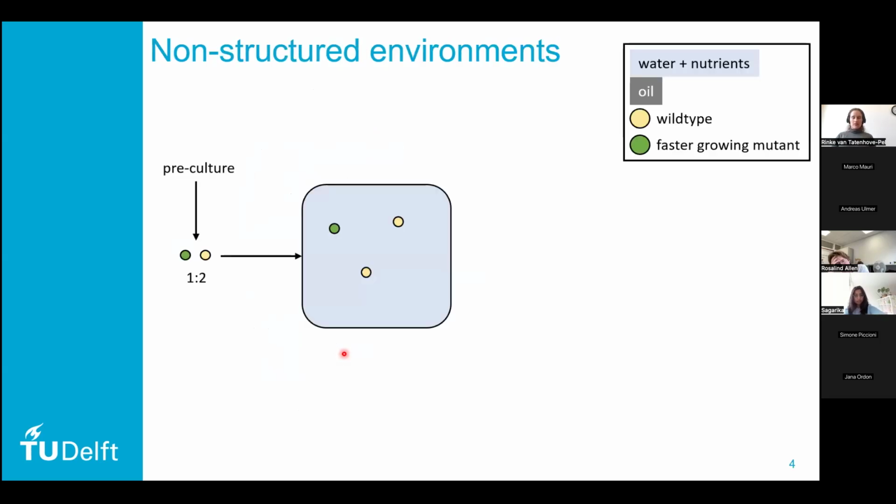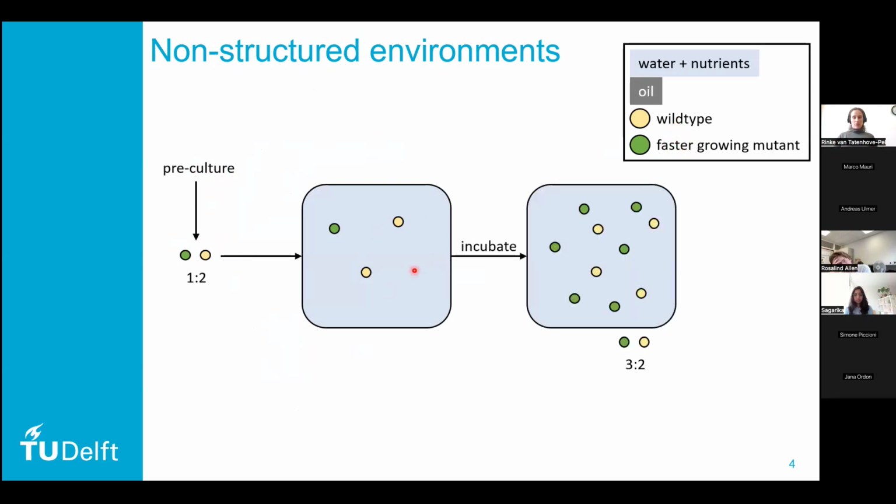So what does that look like if we do this in actual experiments in the lab? Normally when we do experiments in the lab, we just have one bulk solution where our cells are growing. So we have a pre-culture, we grow our cells. Let's say we have one fast growing mutant and two wild types. We put them together in our medium, we let them grow.